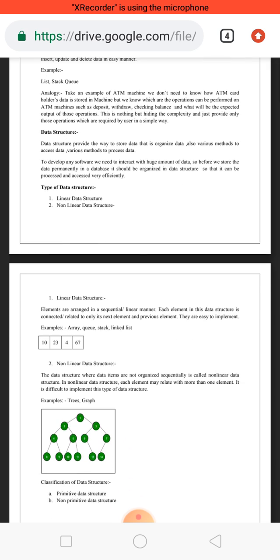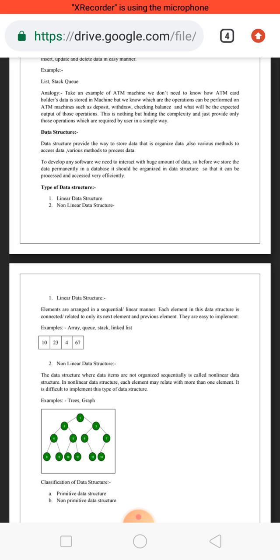Now the next point is types of data structure. There are two types of data structure, a very important point. This question may get asked for 2 marks: linear data structure and non-linear data structure. Linear means continuous memory allocation, like array. Continuous memory allocation means if the zeroth element is stored at, suppose, address 100, the next element will be stored at the next address. The data is going to be stored in a continuous way.